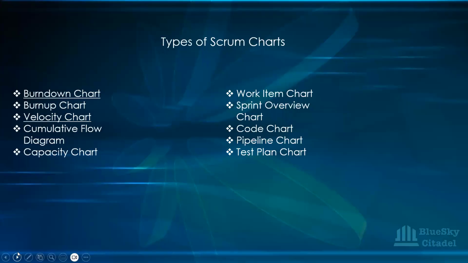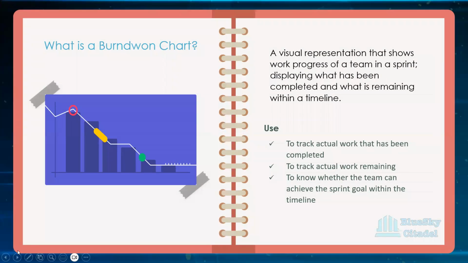And then the types of Scrum charts that we have: the burn-down chart, the burn-up chart, velocity chart, cumulative flow diagram, capacity chart, work item chart, sprint overview chart, code chart, pipeline chart, test plan chart. While we were doing the Azure DevOps yesterday, and I was picking all those chart widgets from the dashboard, you did see some of them. For the purpose of this training, we're just going to pick the burn-down chart and the velocity chart alone to talk about. So I'm going to go to the burn-down chart first.